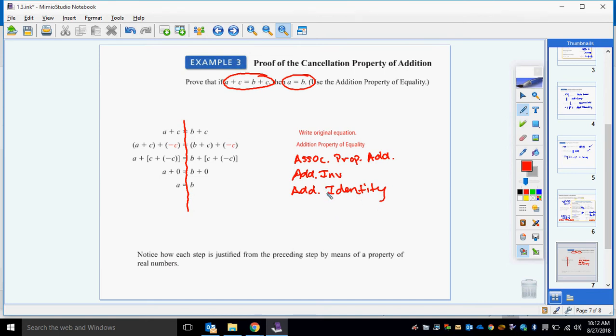Guys, I know these are kind of hard. This is the first time you've been seeing this. But what I want you to do is just pick one side and go down step by step by step. How did they get to the next step? What property is being used?